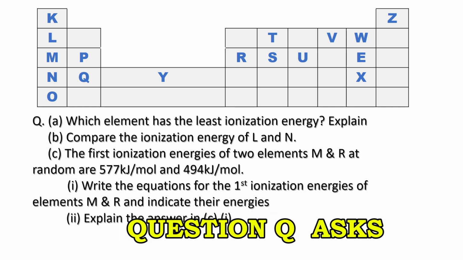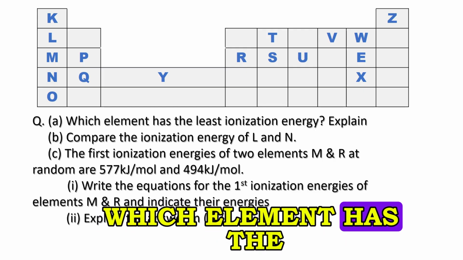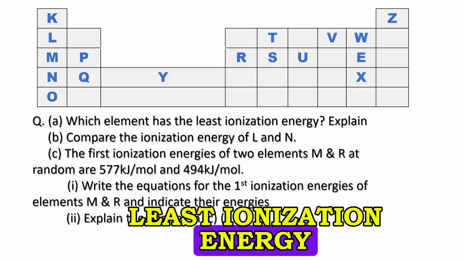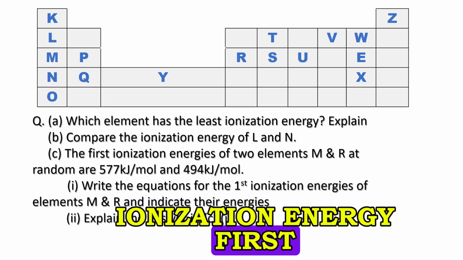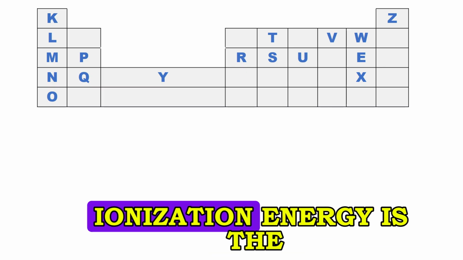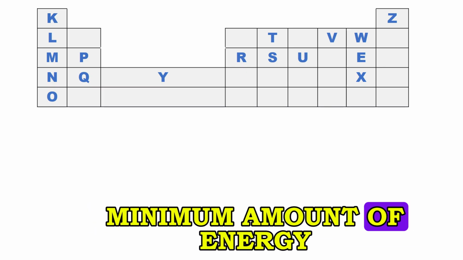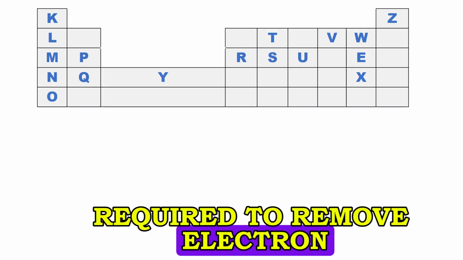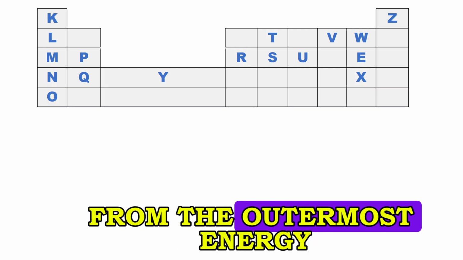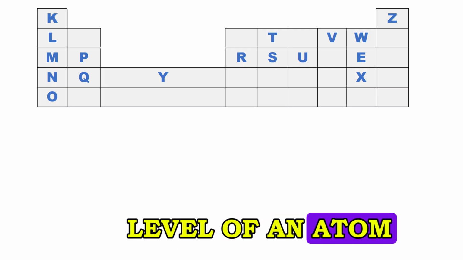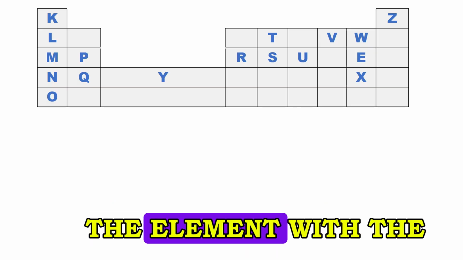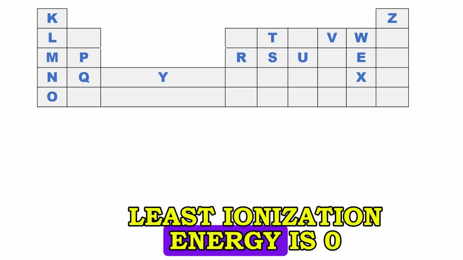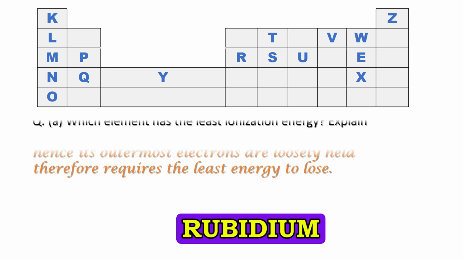Question Q, A, asks, which element has the least ionization energy? Explain. Let's define the term ionization energy first. Ionization energy is the minimum amount of energy required to remove electron or electrons from the outermost energy level of an atom in its gaseous state. According to this grid, the element with the least ionization energy is O, rubidium.